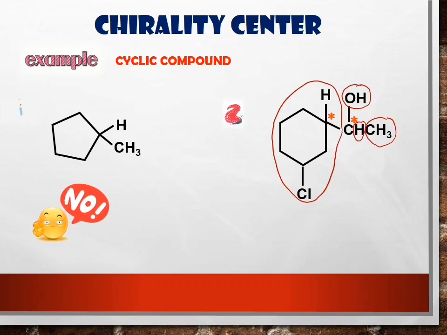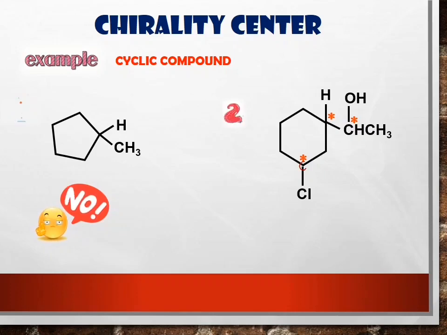Okay, so that means a carbon bonded to 4 different atoms or groups of atoms. So now we have 2 chiral carbons here. Any more? Yes, we have another one here. See why this carbon is a chiral carbon?